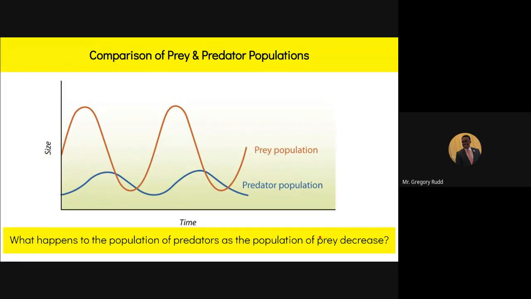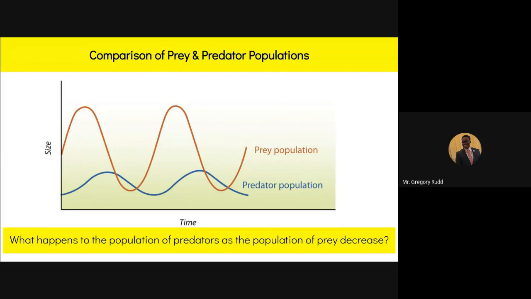Now we're looking at this graph. We can see that the interactions between predator and prey are cyclical. So the prey population is the orange curve here. The predator population is represented in blue. We can see that as the prey population increases, of course, that means that there's more food available to the predators. So the predator population also begins to increase, but there's a slight lag.